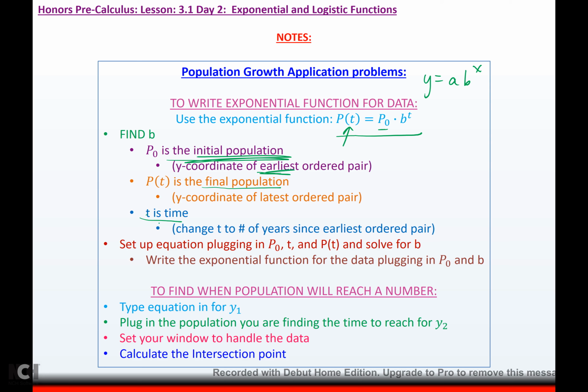And t is time. So if you're writing an equation, you're going to plug in P sub naught, initial population, the time, and the final population, and you're going to solve it for B. And then you plug in your initial and B, and you'll have your equation. And then to find when the population will reach a number, right now, until I teach you logarithms, which is coming next, we have no way to solve these.